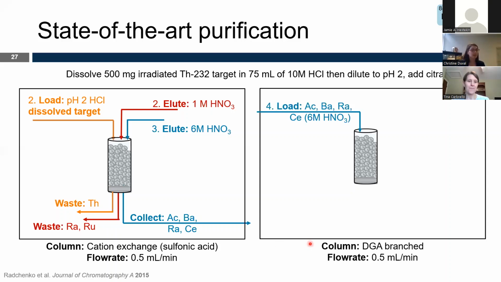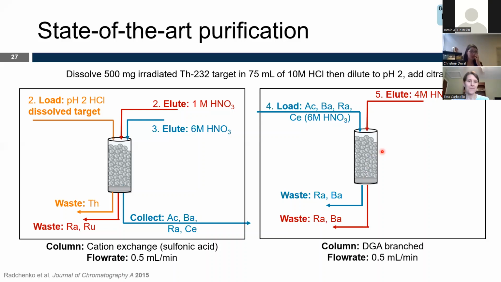Then we move on to our next column, and this column uses that famous DGA chemistry, where the diglycolamide is absorbed in the resin. We load our entire sample on the column. Some of the radium and barium wash through, and we wash the rest of the radium and barium out. What we're left with is our DGA resin complexed with actinium and any of the lanthanide products that remain. In this case, it's primarily cerium. Then we switch again with another strong acid, and that's how we actually pop off our actinium.